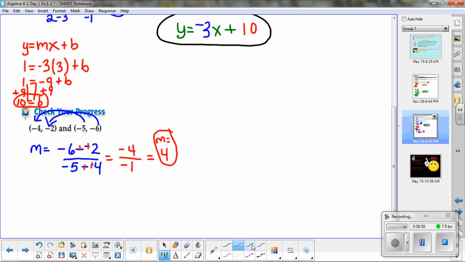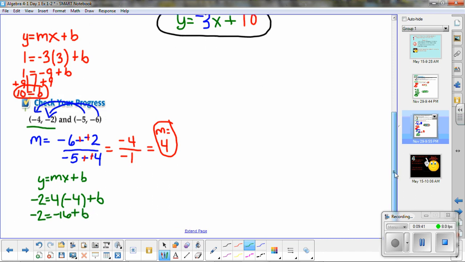Now the next thing we're going to do is choose one of the points. I think both of these points are equally ugly, so I'm going to just go ahead and use the first one again. And I'm going to plug it into y equals mx plus b. So in place of y, I'm going to put negative 2. In place of m, I'm going to put the 4 that we found. And in place of x, I'm going to put negative 4. And then plus b. So when I simplify it, I get negative 2 equals negative 16 plus b.